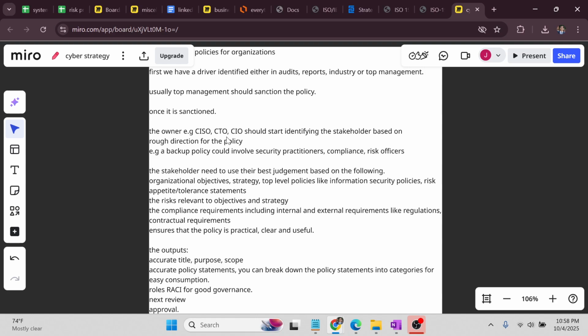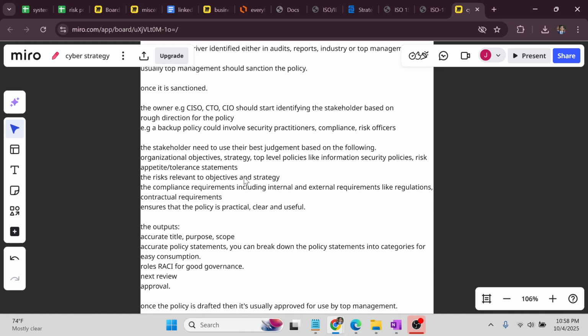So you have these people, you gather them, and then they will have to use their judgment, and the judgment should be based on organizational objectives. You are creating the policy for the organization, not for some other person. So you have to include the objectives. It is for the organization, so it must be aligned with the objectives and strategy of the organization. At the same time, the risks are important for the objectives and strategy that the risk person has identified, so you must include that as well. And then the compliance requirements based on external and internal requirements, you include that as well.